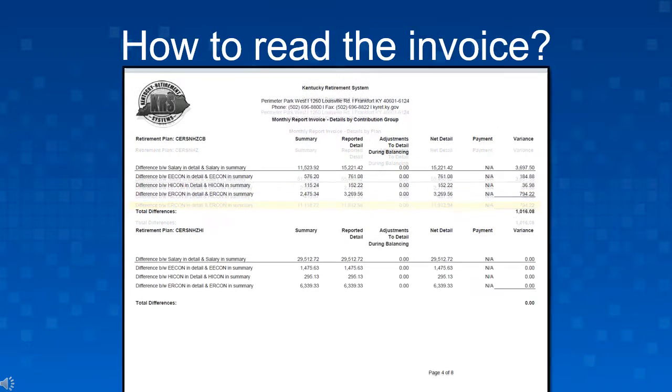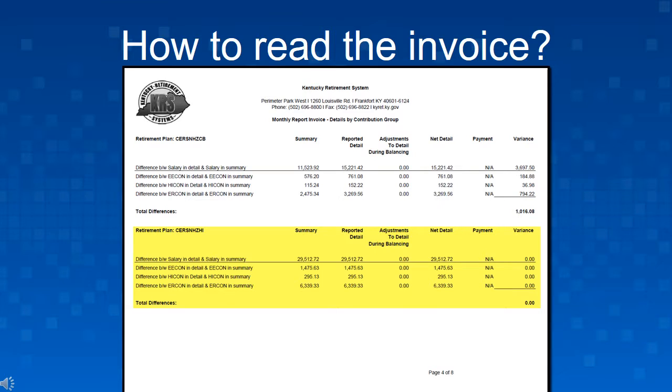Page 4 of the invoice expands again on the information from page 3 and breaks down the variance through the different contribution groups within the retirement plan. In this example, it shows the variance occurred in the CERS non-hazardous cash balance contribution group, and there was no variance in the records reported under the CERS non-hazardous with health insurance contribution group.